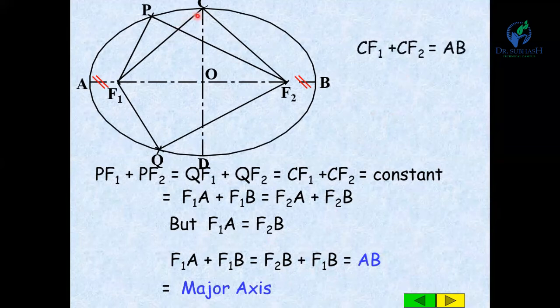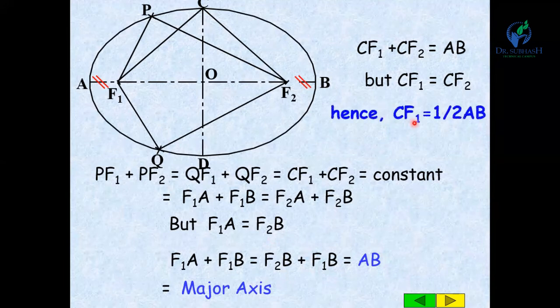So therefore, we can say CF1 plus CF2 is equal to AB, but CF1 is equal to CF2. So therefore, CF1 is equal to one half AB. So the distance from the focus to the end of the minor axis is equal to half the major axis. So from this equation, if the major axis and minor axis are given, then you can find the foci of this ellipse.